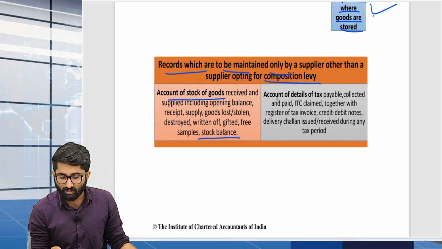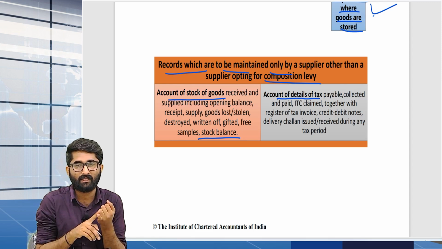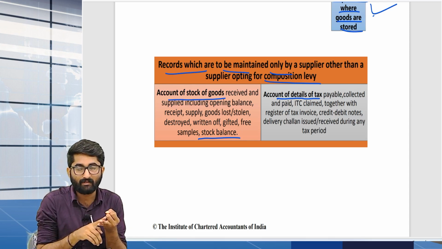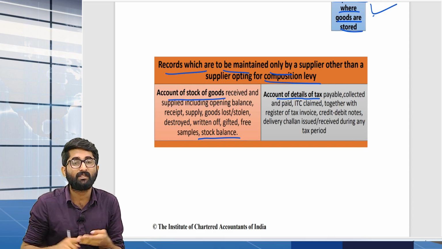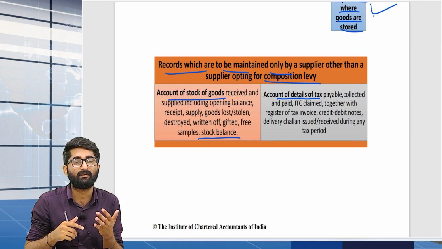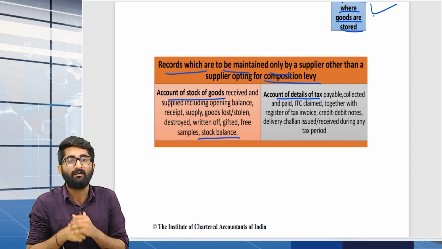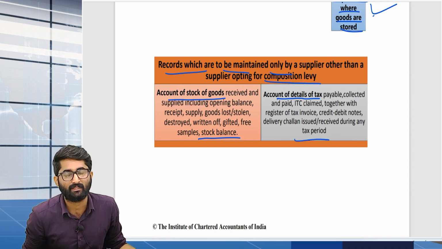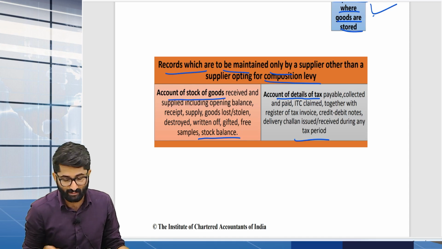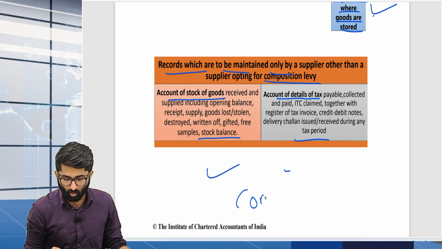And related to the details of tax, that means ITC availed, GST collected, GST payable. At the same time, tax invoices which are given, credit notes or debit notes given, delivery challans issued or received during any tax period. All these records you have to maintain, provided these two are not for a composition dealer.